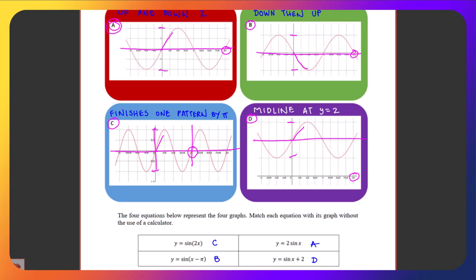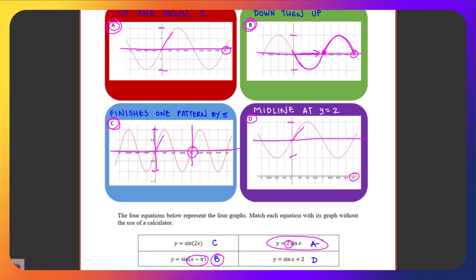So in A, since it goes up and down 2, there seems to be a vertical stretch, and that's what this equation does. We have this 2 on the outside, a vertical stretch. B, down then up. Well, if I shift the graph to the left or to the right, see here, this starts here, goes up and down. If I shift it to the right, then it'll go down and then up. So that seems like it's going to be B, shift to the right.